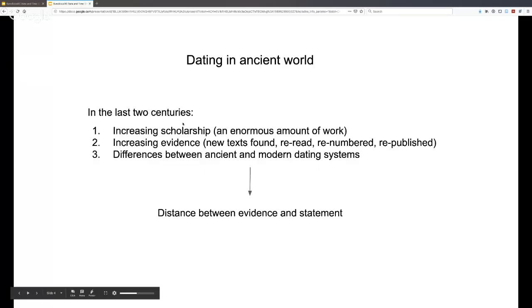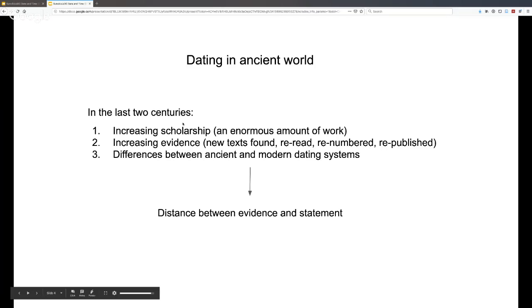Well, for the introduction, so first of all, dating in the ancient world. If we want to summarize the current state where we are today, we have three different aspects. First of all, in the last 2 centuries, we can see increasing scholarship concerning dating in the ancient world, because we really have a lot of bibliography, an enormous amount of work. But the second aspect is also that we have increasing evidence, in the sense that now we have new texts, especially inscriptions, papyri, but also other texts were reread, renumbered, republished.